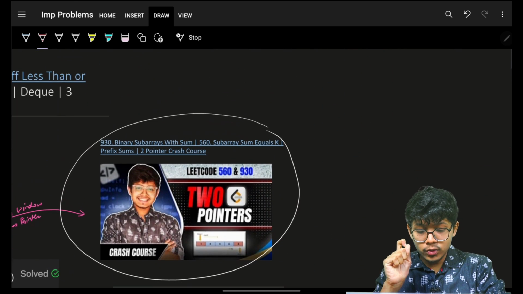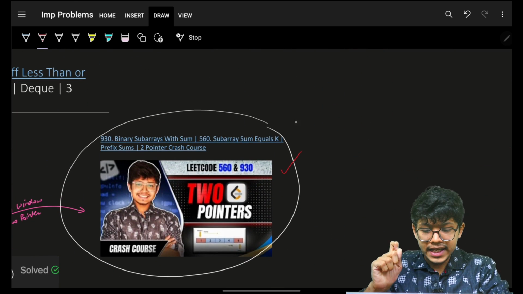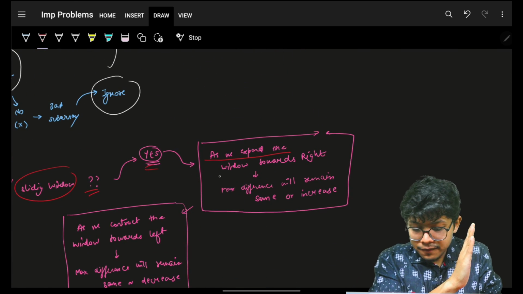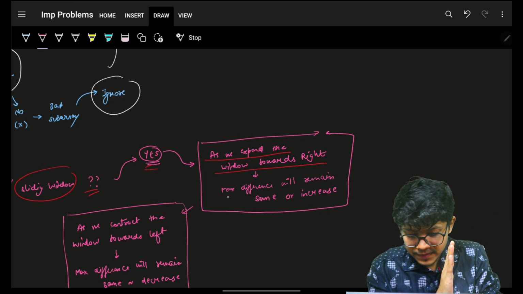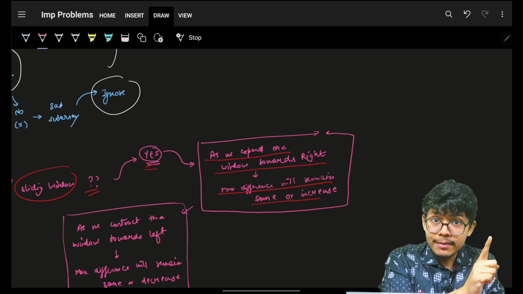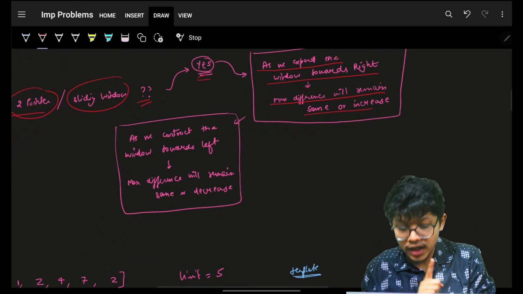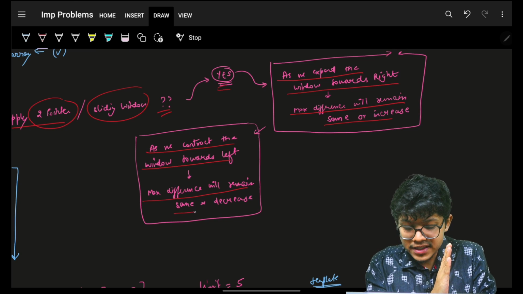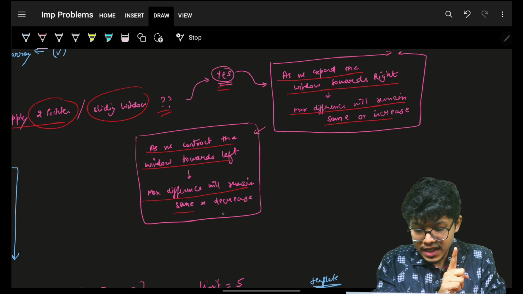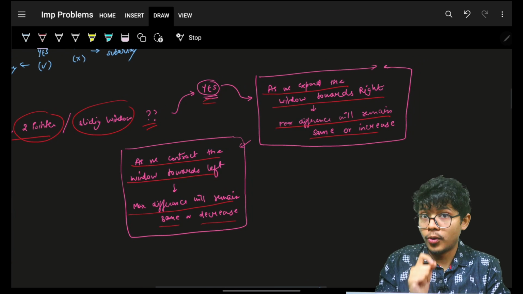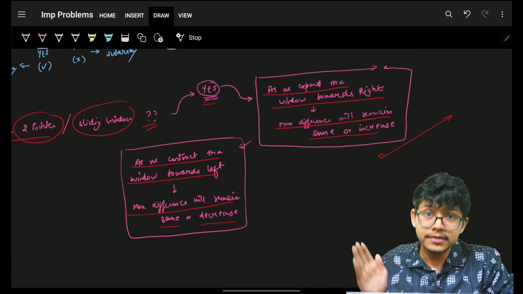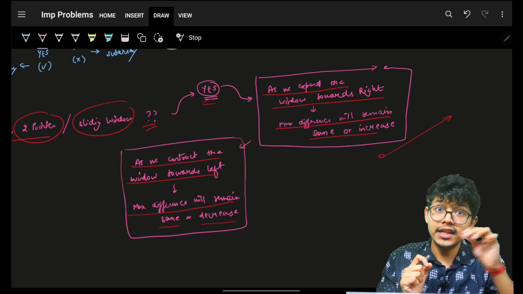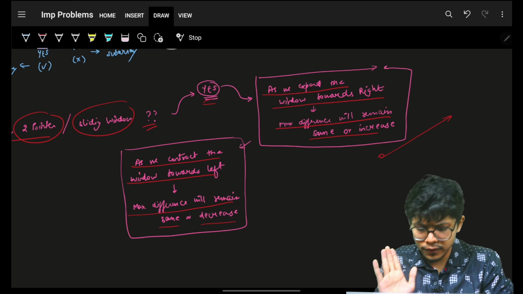You will only get this why when you have learned what I have taught in this video. The why is that as we expand our window or boundary towards the right, our maximum difference will remain the same or will increase. The other statement is that as we contract or shrink the window from the left, the maximum difference will remain the same or will decrease. This was the prime thing for when we can apply two pointers. If we go towards the right, it should linearly do one thing, either increase or decrease. It is linearly increasing, or will remain the same. That is okay for us also.